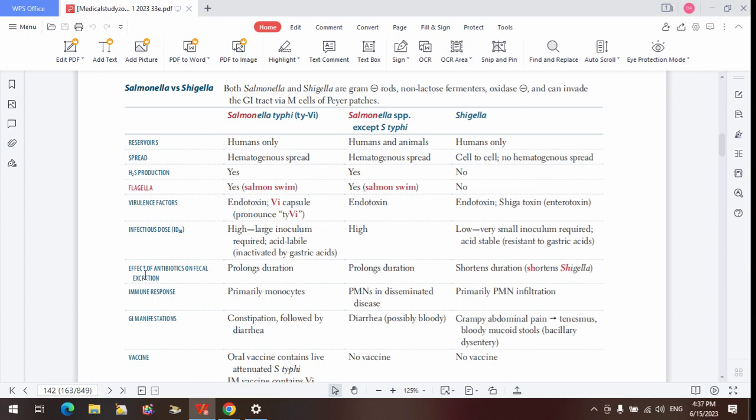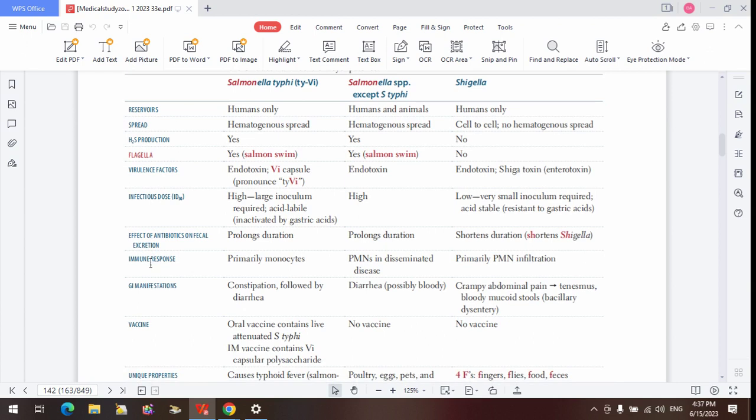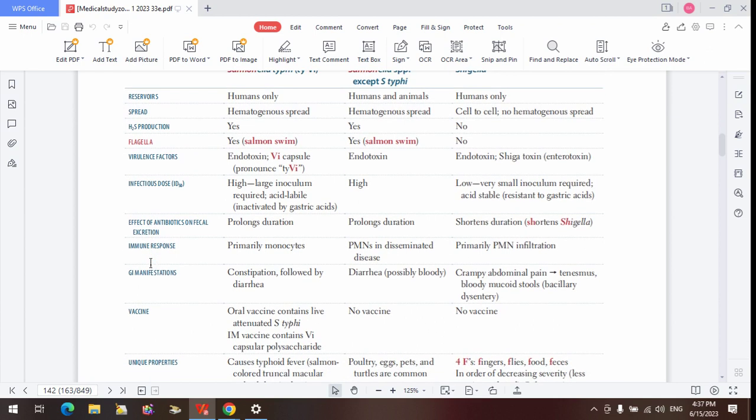Anybody? The lymphoid cells. Okay. Lymphoid cells where? The GIT. Is it in the colon? No, in the intestine, in the small intestine.